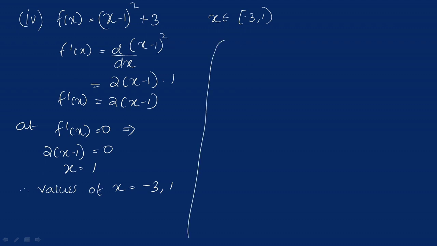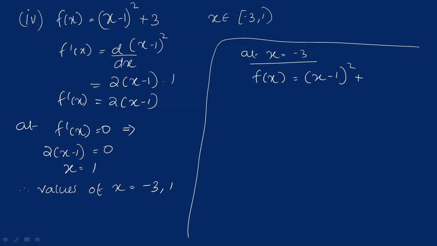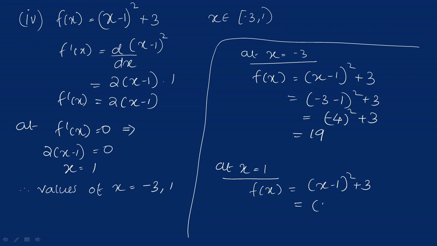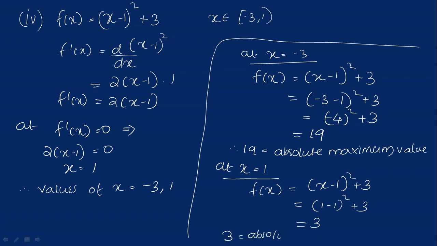So in the first case, when x is equal to minus 3, we have f of x, that is x minus 1 whole square plus 3. So f of minus 3 will be minus 3 minus 1 whole square plus 3, that is minus 4 whole square plus 3, that is 16 plus 3, that is 19. At x equal to 1, similarly f of 1 is 1 minus 1 whole square plus 3, that is 3 itself. So we have 19 as the maximum value, so the absolute maximum is 19, and 3 is the minimum value, so the absolute minimum value is 3.